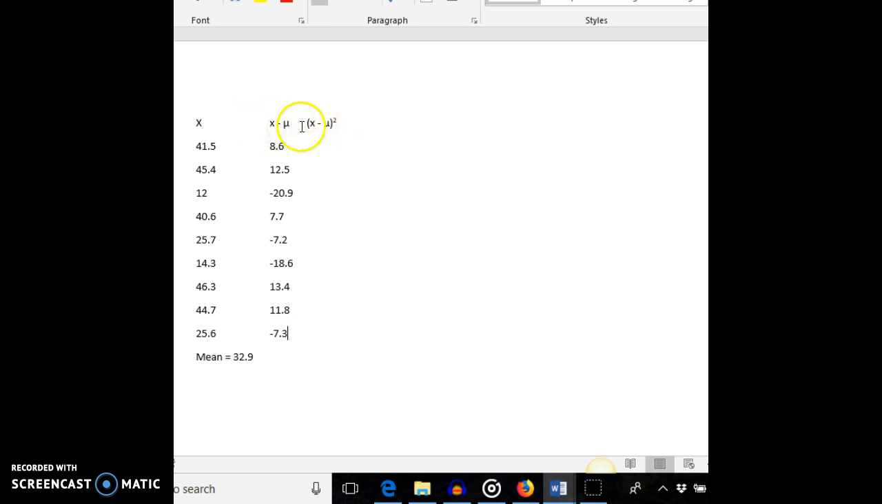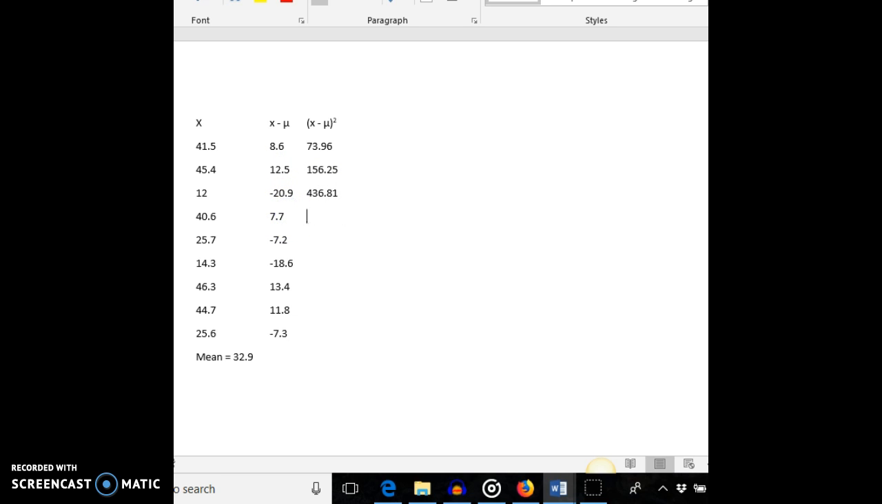Now, we just found the x minus the mean, so all we need to do now is go through and square each of these values we got in our second column. So make sure you square and not do the square root. So we want to say 8.6 times 8.6, in other words. If I do 8.6 times 8.6, I get 73.96. If I take 12.5 times 12.5, I get 156.25. If I take negative 20.9 times negative 20.9, I get 436.81. Remember, when we square values, they will always be positive.